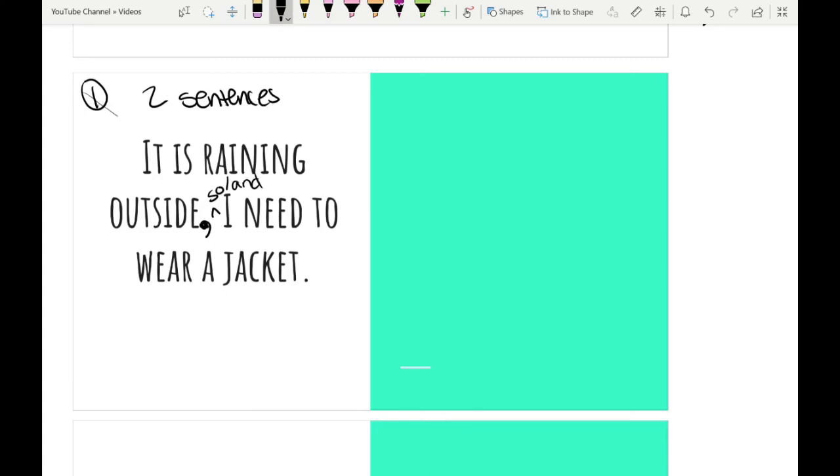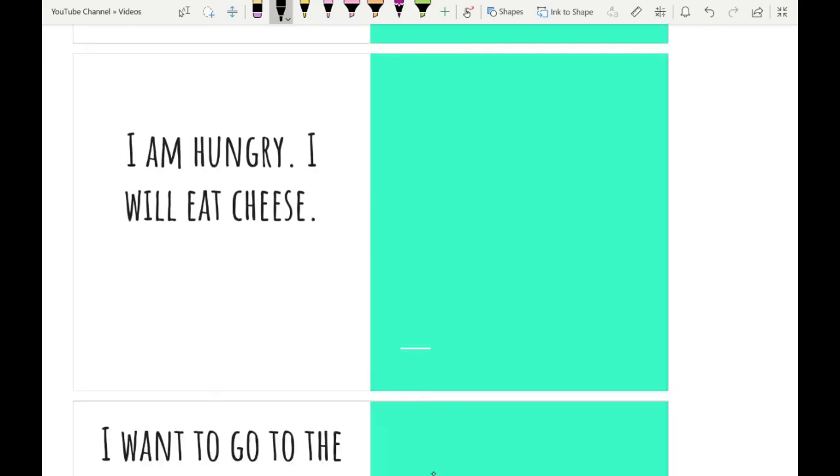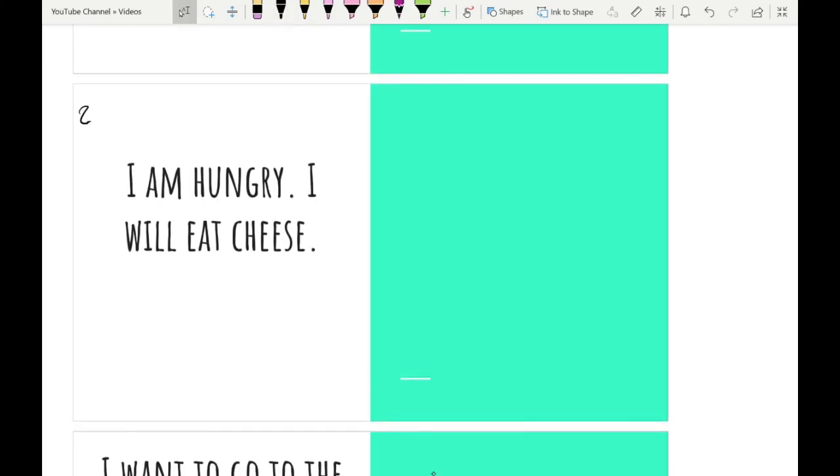Okay, perfect. Let's take a look at the second one. I am hungry. I will eat cheese. Okay, so what's the first thing we do? We take this period, we turn it into a comma, and we add one of our FANBOYS. I am hungry, so I will eat cheese. I am hungry, and I will eat cheese. Any one of those will work.